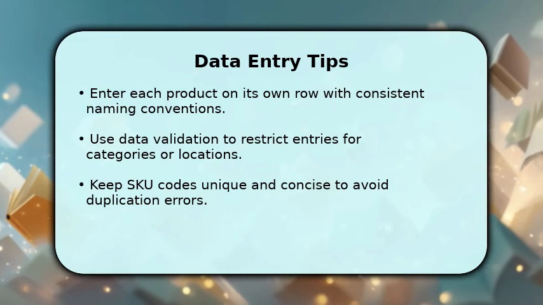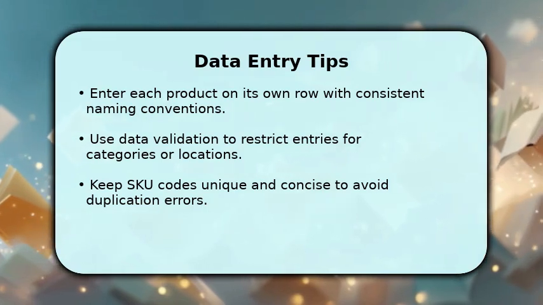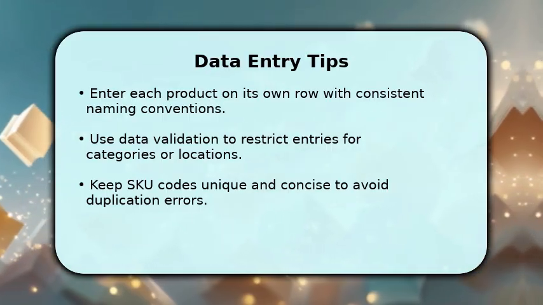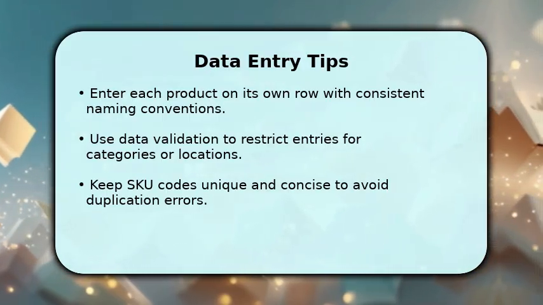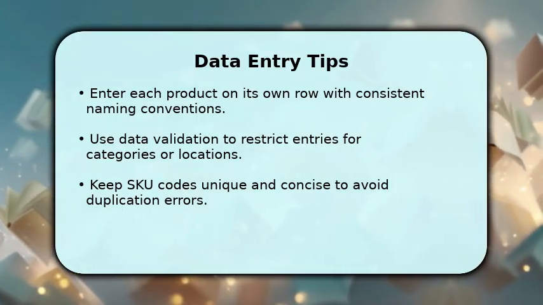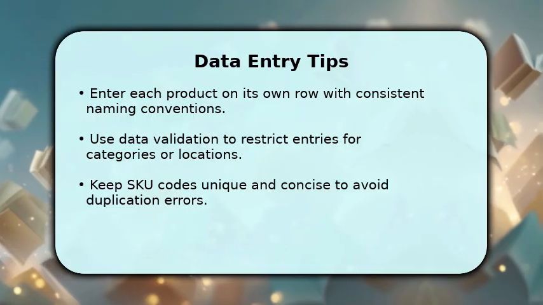Begin entering product rows with consistent naming and precise SKUs to avoid confusion. Use data validation lists for categories and locations to speed entry and prevent typos. Format quantity and cost as numbers and apply thousand separators if needed.